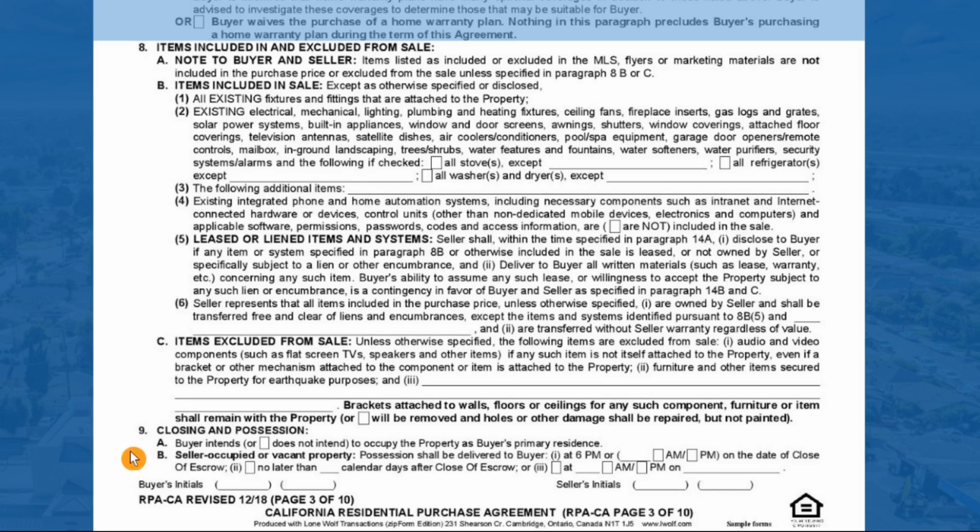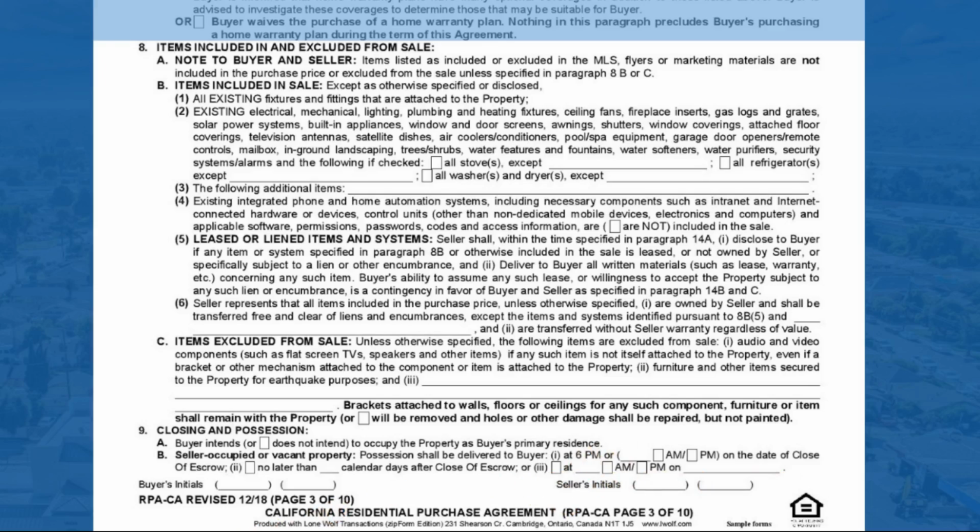Section 9A, buyers need to state whether they intend or not to occupy the property as their primary residence, and that needs to be clarified here. In Section B, the possession is confirmed after close of escrow, and the default is 6 p.m. on the date of close of escrow, unless another time is agreed upon by the parties, and that is included here. Now, it defaults to the date of close of escrow. If the seller needs to stay in the property, then it needs to be stated here for a specific number of calendar days after close of escrow, or a specific time on a specific date here.